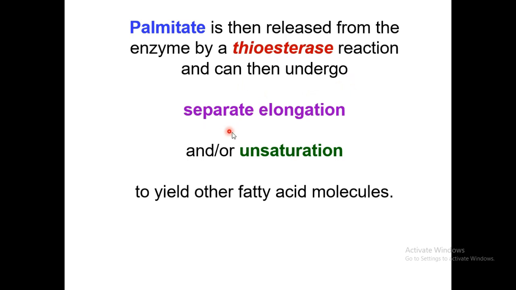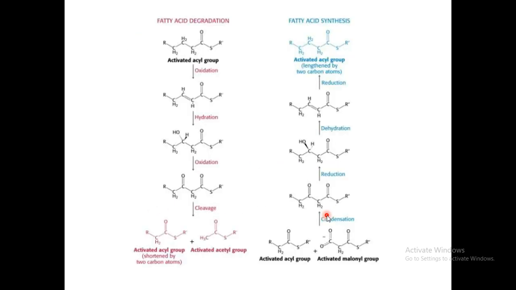And then it can undergo separate elongation and or unsaturation to produce, for example, if the body wants to produce an unsaturated fatty acid, so naay mga enzyme responsible for that, para makaproduce of double bonds. And if the body wants to extend the carbon chain from that C16, so naay mga elongase enzyme. Then naay mga unsaturated enzymes para makahimong double bond, so to yield other fatty acid molecules. Yeah, so beta oxidation and fatty acid synthesis are essentially just the reversals of each other.